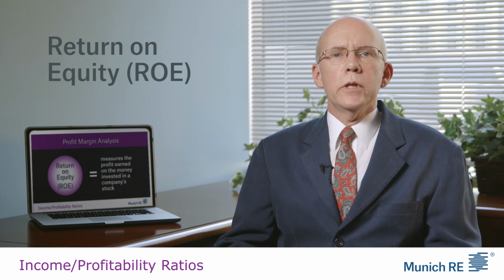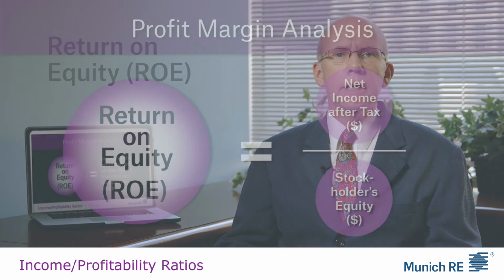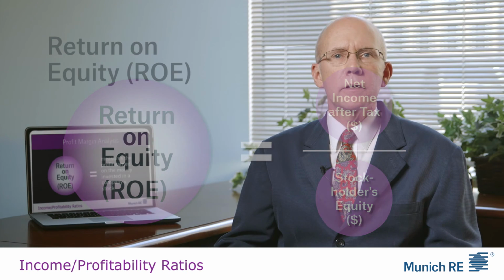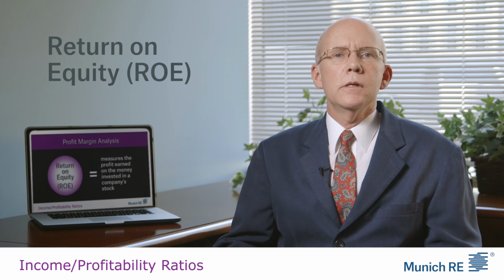The return on equity ratio, or ROE, measures the profit earned on the money invested in a company's stock. Return on equity is determined by dividing net income after taxes by average stockholders' equity. If a company has preferred stock, the dividends from that must be deducted from the net income. The higher the ROE, the more efficiently the business is utilizing its equity. Having net income increase in relation to increases in equity presents a favorable picture for a company.